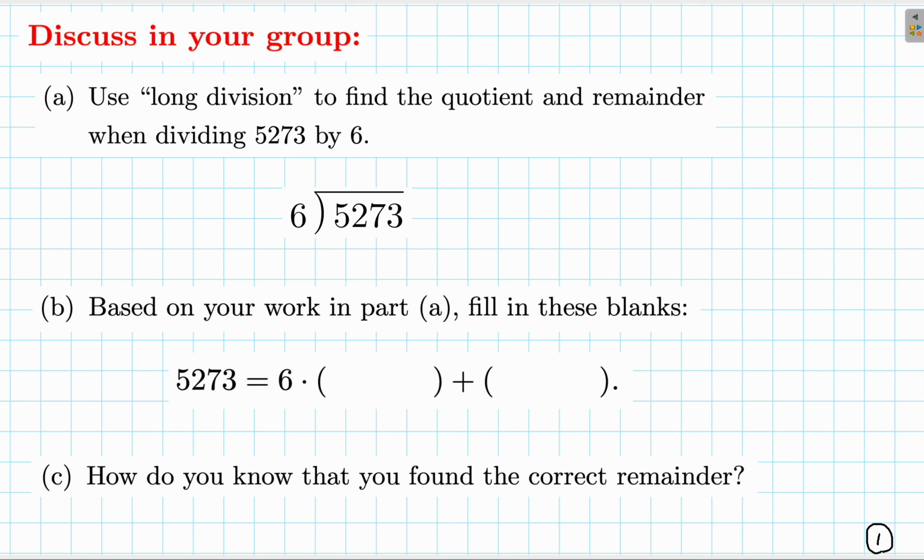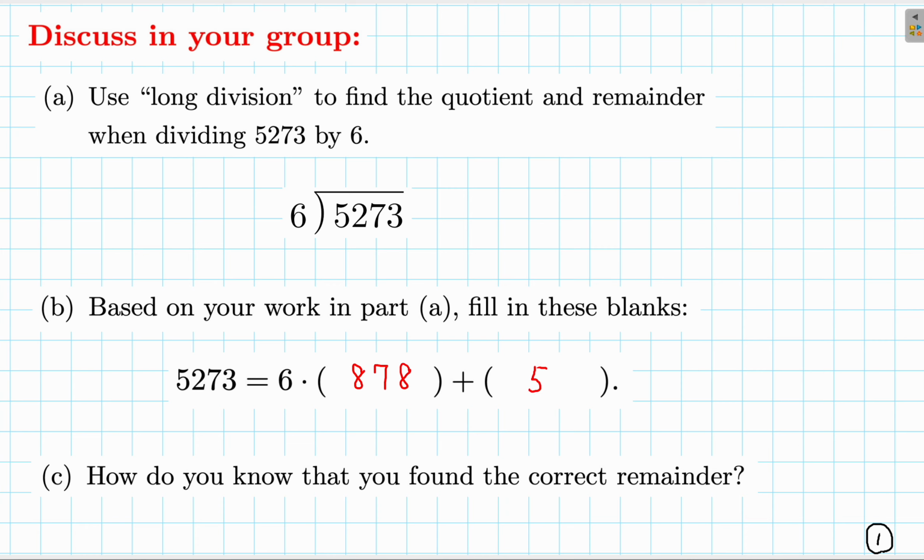Now, the answer to Part A can be found in Chapter 29 of the textbook, so I'll leave it up to you to read it there. But let's move on to Part B. It turns out that 5273 is 6 times 878, that's the quotient, plus the remainder of 5.